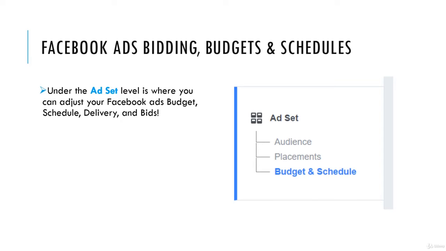Now let's look at your Facebook ads bidding, budgets, and schedules. This is under the ad set level when you're creating a Facebook campaign. Here you can adjust your ads budget, schedule, delivery, and bids.